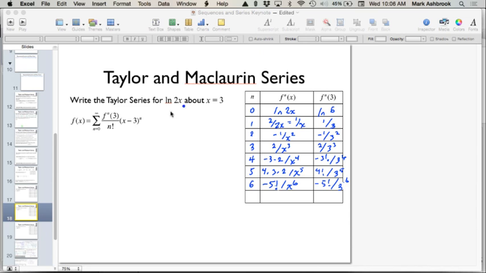Okay, so then what's my first term? So f of x, I'm going to build the Taylor series here. f of x equals, what's the first term? We're going to have natural log of 6, right? So when n is 0, natural log of 6 over 0 factorial, which is 1, times x minus 3 to the 0, which is just 1. Okay, next term.